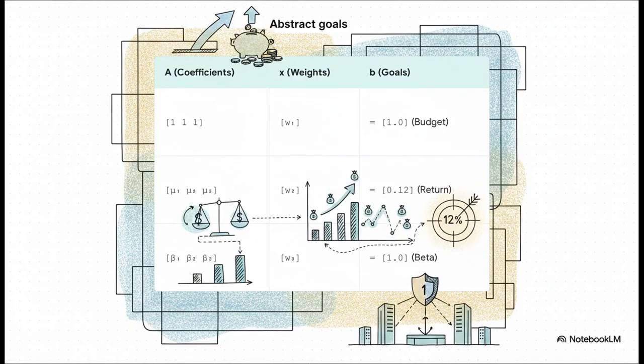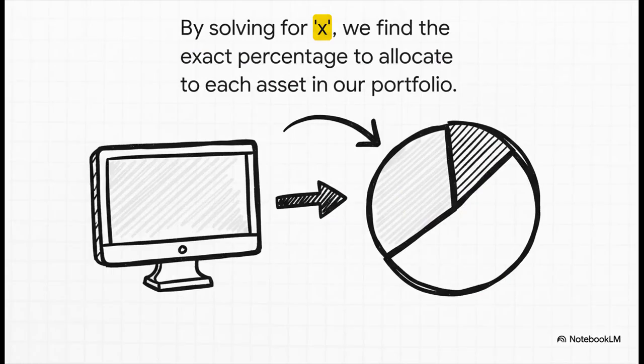And this is what it actually looks like. We've literally turned our goals into a matrix. See that top row of all ones? That's our budget rule. It just forces all our weights to sum up to 1.0. The second row with the little mu symbols, that's where we plug in the expected returns to target our 12% goal. And that third row with the betas, that's our rule to make the portfolio move right alongside the market. And once all that is set up, a computer solves for X, those W's in the middle, in a fraction of a second. The answer it spits out isn't just a bunch of random numbers.